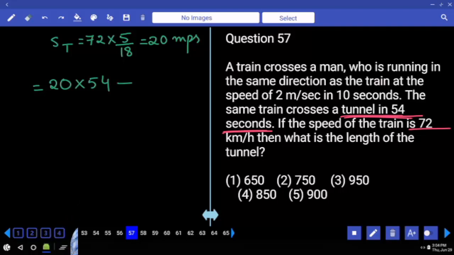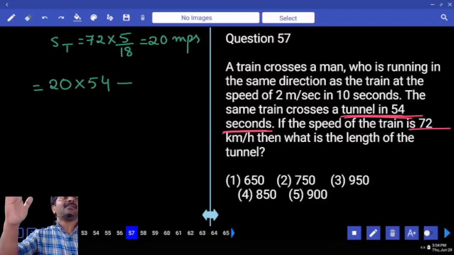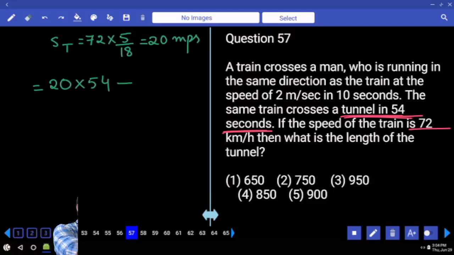So to get the train length, you have the first information. In the first case, the train crosses a man, right? If a train crosses a man or a pole, the distance covered is the train length only. Distance is speed into time. In that case, if a train crosses a man, how many speeds are acting? Two speeds. The train has speed, and the man also has speed.